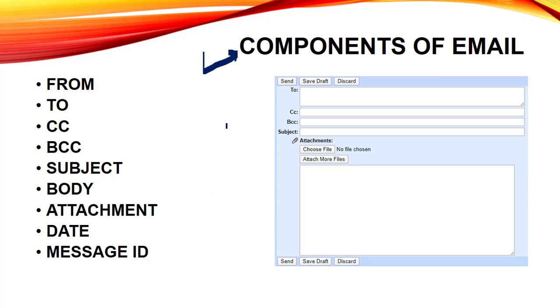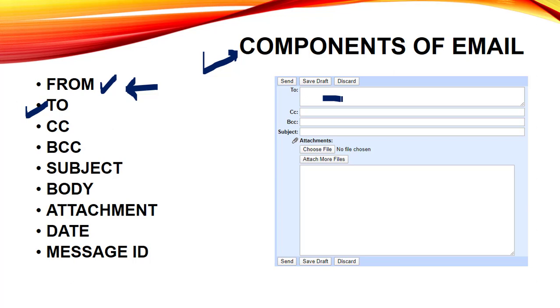Generally, whenever we send a mail to a person, we have to work with these following components. The first component is from. From is the email address or name of the person who is sending the message. Well, this we don't have to write, but this information is generally available to the person who receives the message. Then second we have to. This to is a block over here where we have to enter the email addresses of those recipients who will receive this mail.